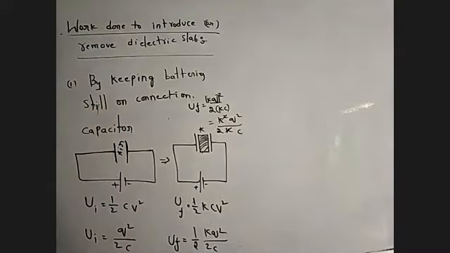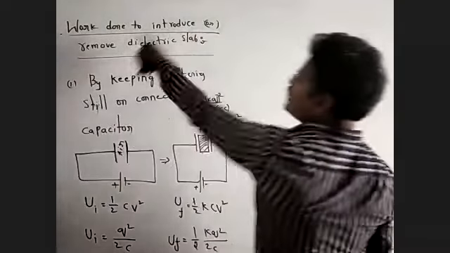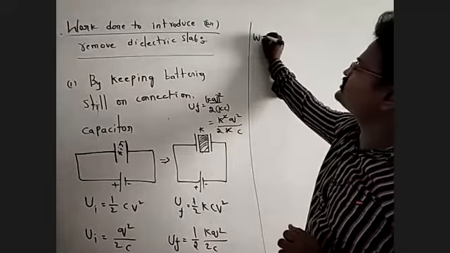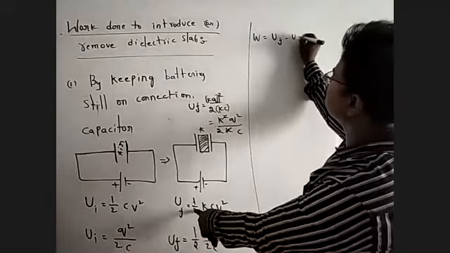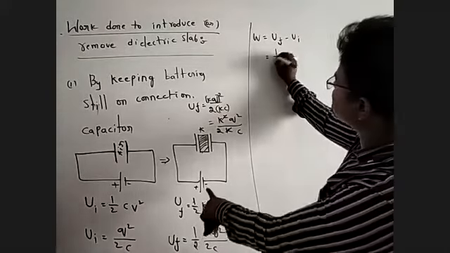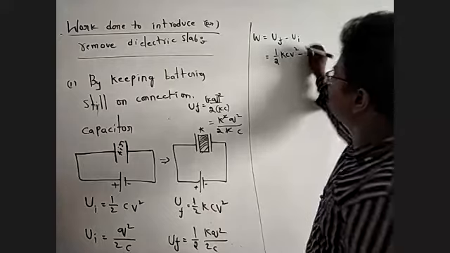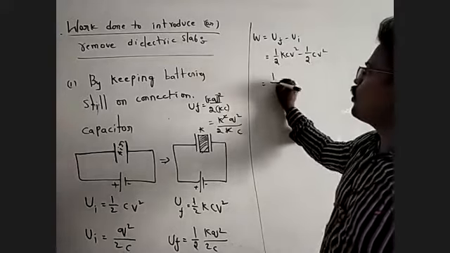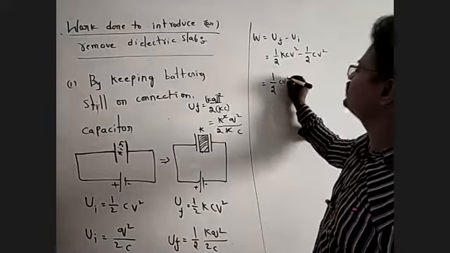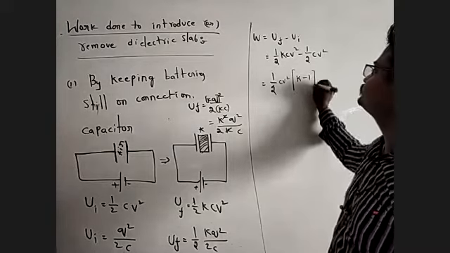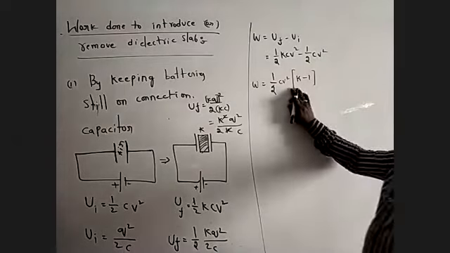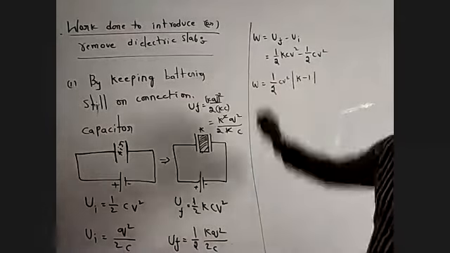What is the work done to introduce or remove the dielectric slab? First, in terms of energy, W is equal to final energy minus initial energy. Final means 1 by 2 KCV squared, minus initial energy, 1 by 2 CV squared. Taking 1 by 2 CV squared common, W is 1 by 2 CV squared (K minus 1). This is the work done. This is the first form.